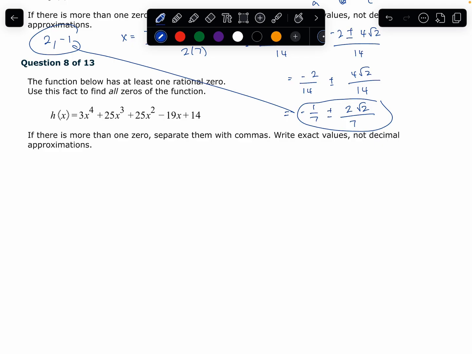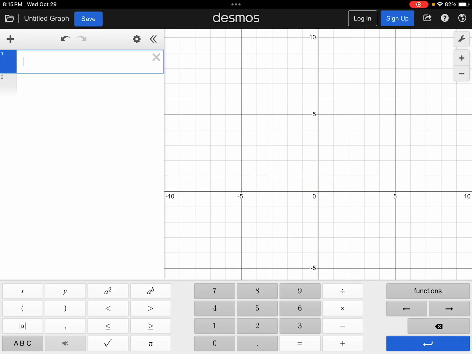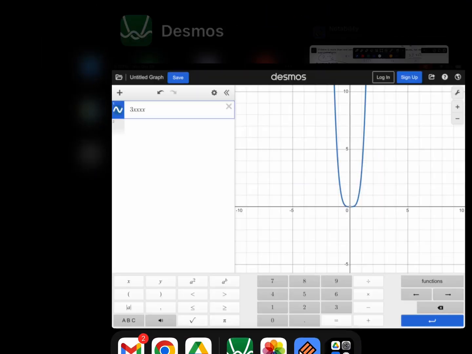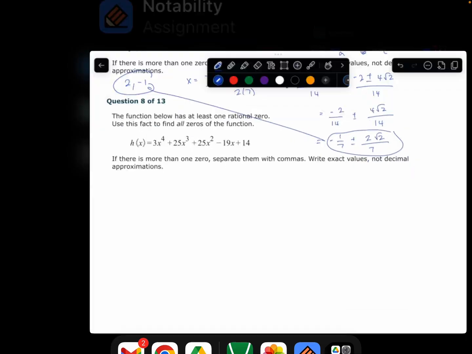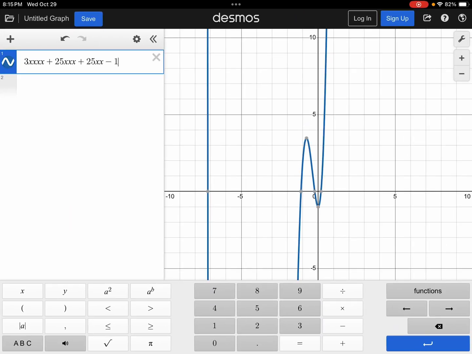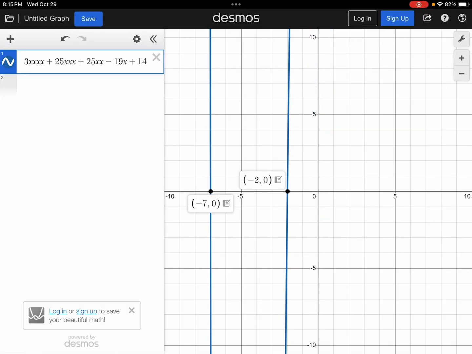Okay. All right, for the next one, same exact process, honestly. Might not be as nice for the zeros though, but let's try it out. So we're going to put that into the graphing calculator. So we're going to have 3x to the 4th plus 25x to the 3rd plus 25x squared minus 19x, and then plus 14. Okay, oh, actually those numbers turned out very, very nice.